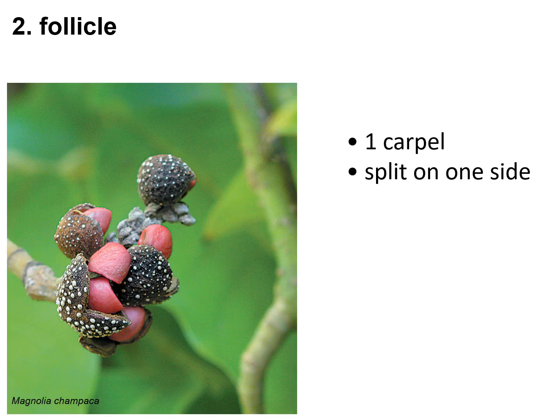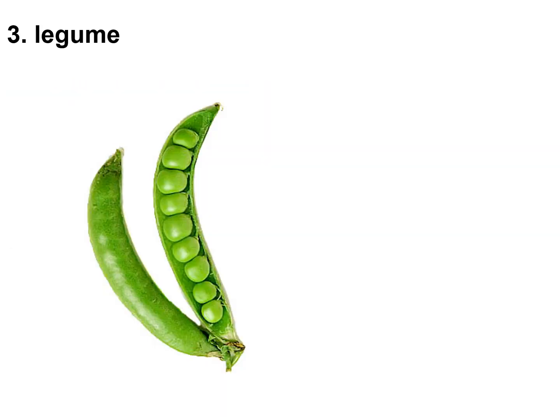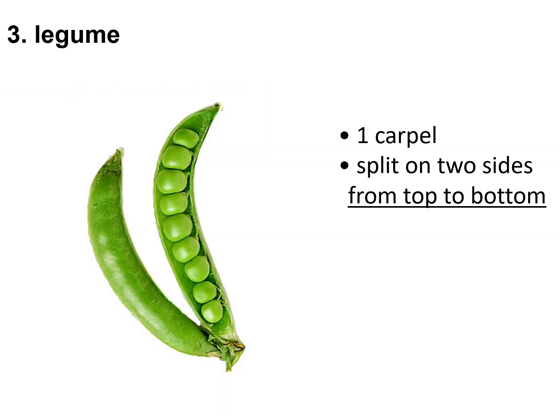But if the fruit has only one carpel and it splits on one side, we call it a follicle. This is the follicle. In some plants, especially in the legume family, they don't have lomentum, but they have the legume type. The legume type is a fruit that has one carpel, but it splits on two sides from the top to the bottom. This is the top and this is the bottom. So we call this legume.